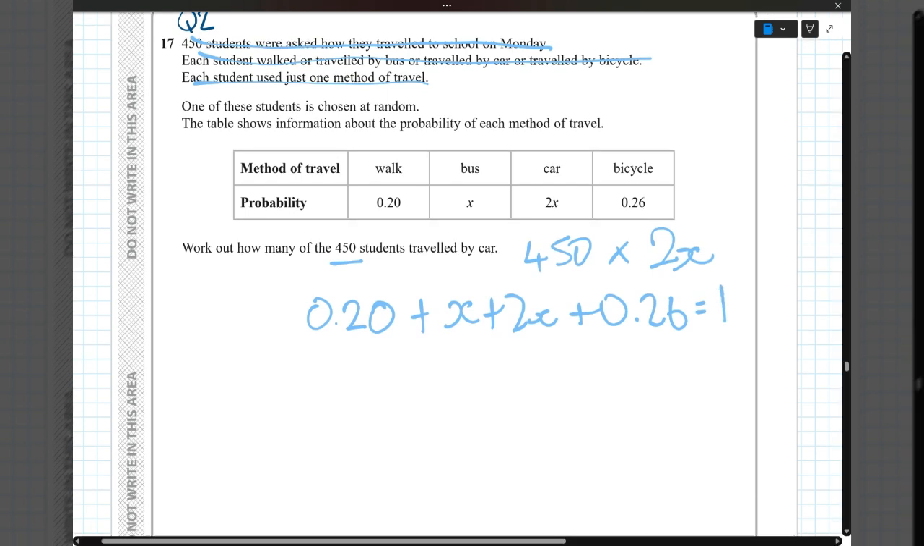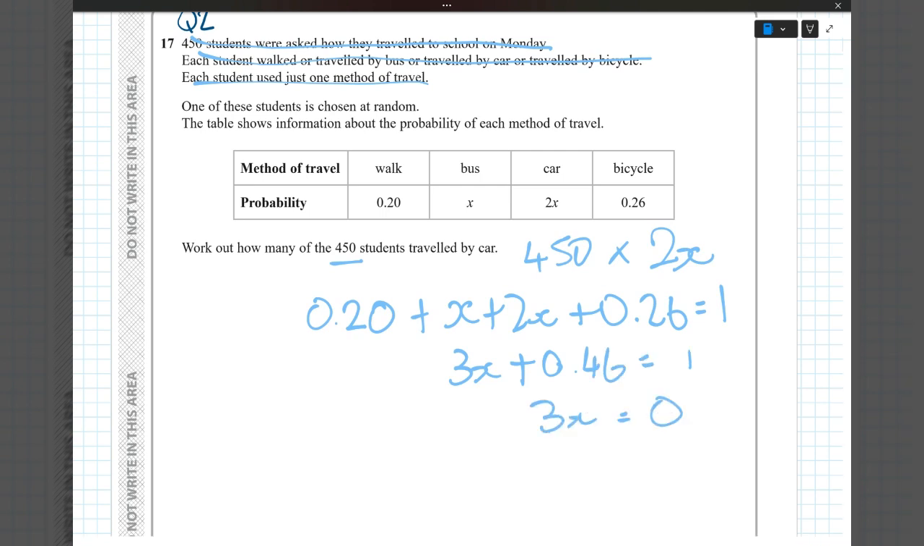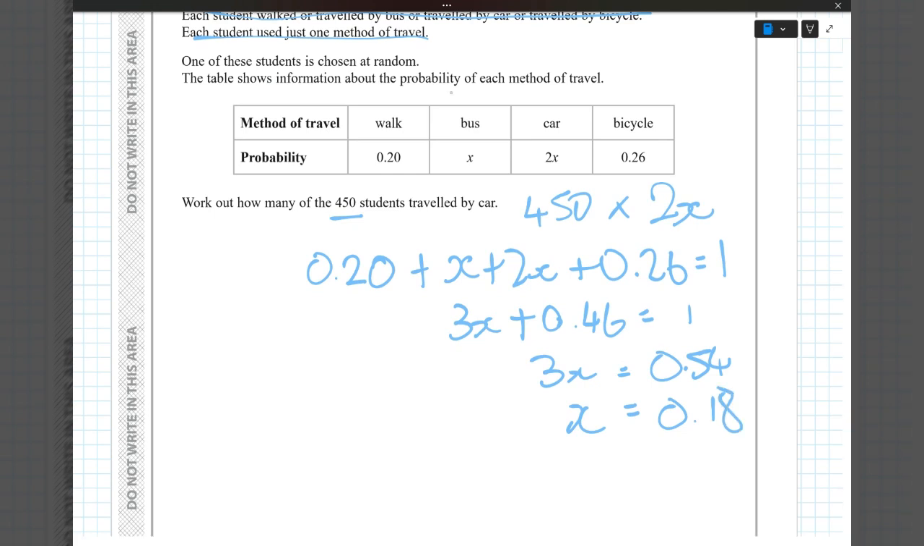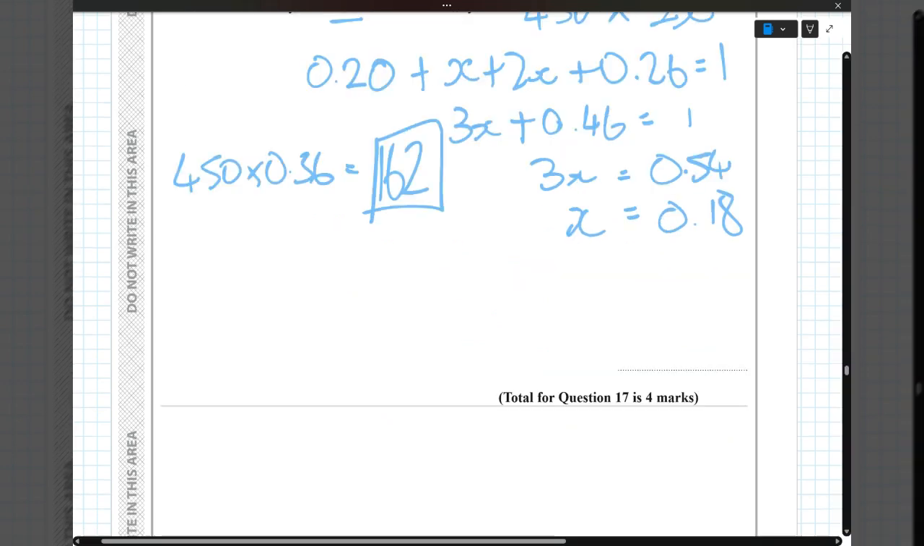Okay, so we've got an equation to solve. That gives me 3x plus 0.46 is equal to 1. So 3x is equal to 0.54, and treble 18 on the dartboard is 54, so x is equal to 0.18. That means the probability that they'll get a bus is 0.18, and the probability they'll get a car, if we double it, is 0.36. Okay, finally, 450 is going to be multiplied by 0.36. 450 times 0.36 gives us 162 as our final answer, and we pop that on the answer line.